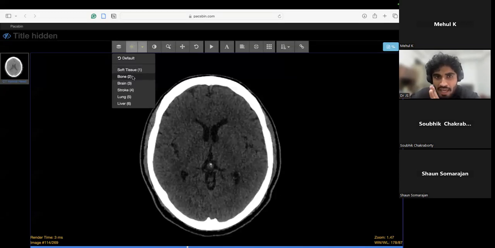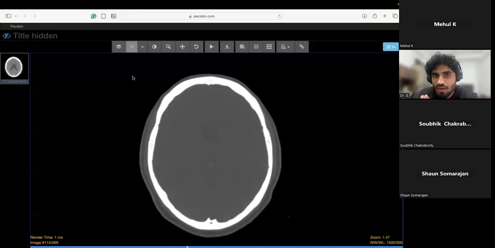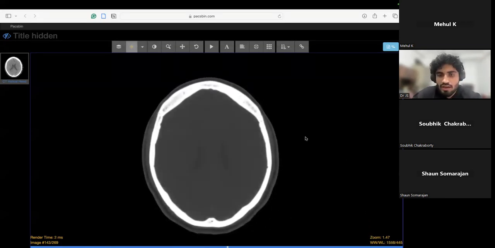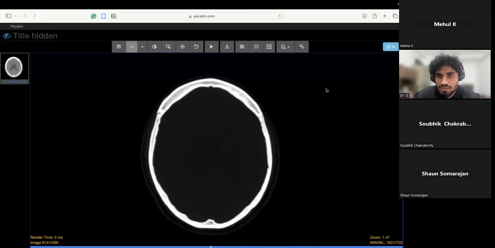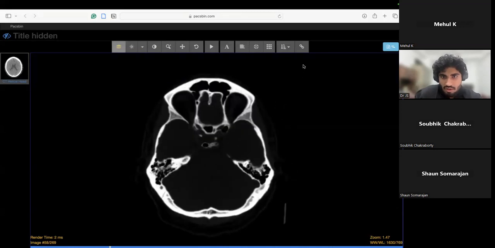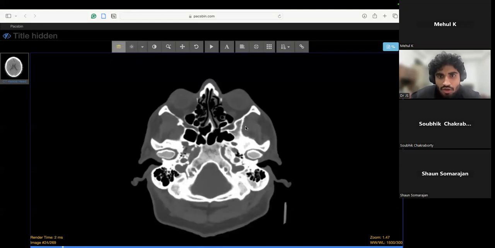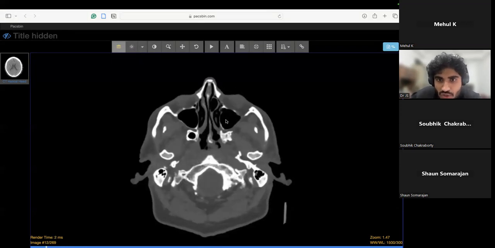A for airway. So air is what? Air is having a low attenuation or high attenuation? It is at what level? Obviously it will be -1000. While I scroll this, you can see here, this is in a bone window. Can you appreciate here? This part is looking what? Black, jet black, and it is almost equal to this part, right? So this is the air.